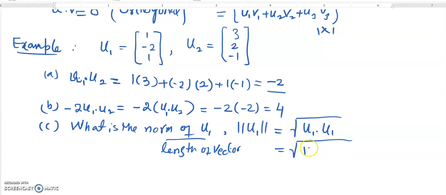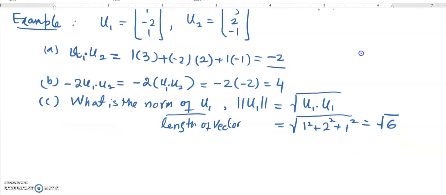So it will be 1 square plus 2 square, since minus 2 square is essentially 2 square. You can even write a bracket and minus 2 square over here, plus 1 square. So it will be the square root of 6. So the square root of 6 is the norm of u1. Okay, so this was one example with the basic operations for the dot product.